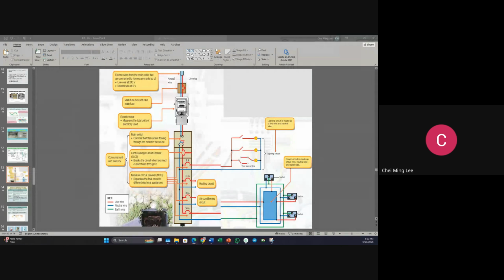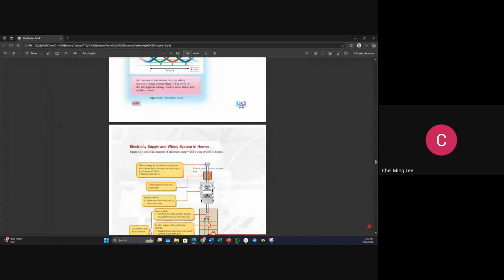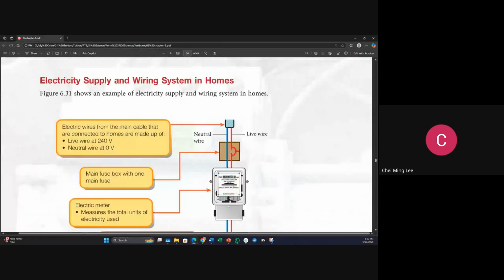Maybe I have to use your textbook, because your textbook shows a much clearer picture. So you see the electrical sources. The electrical wire from the main cable, the one on the roadside, on the pylon, is connected to homes and made up of a live wire, the red color wire, at 240 volt, and a neutral wire of 0 volt because it's for the return.